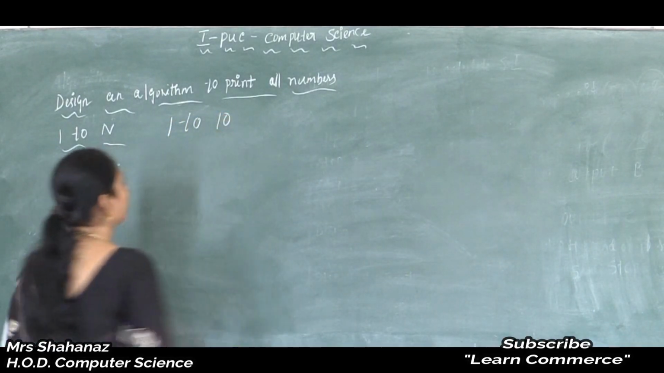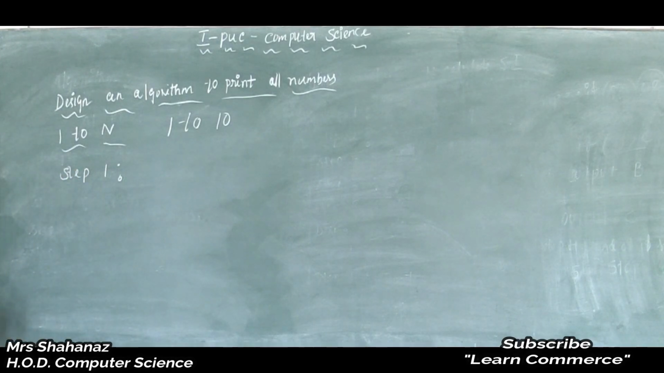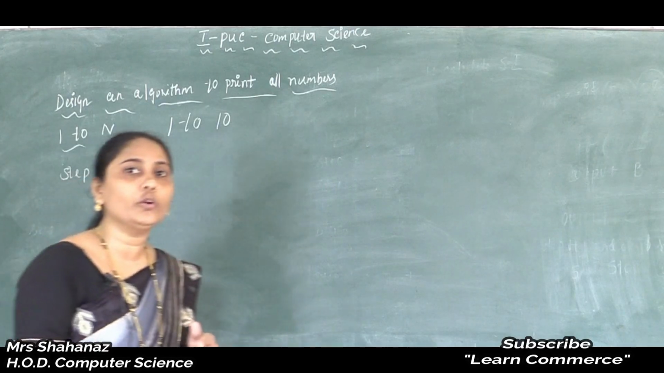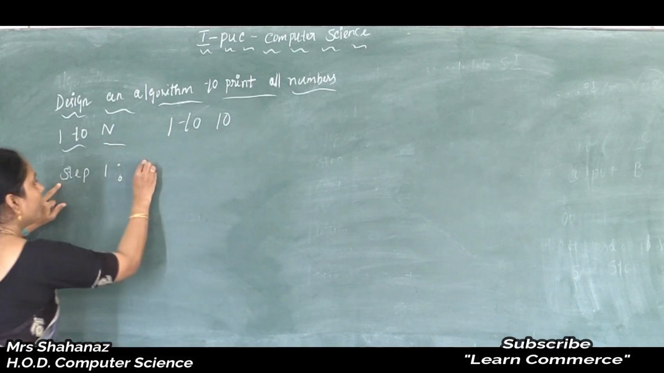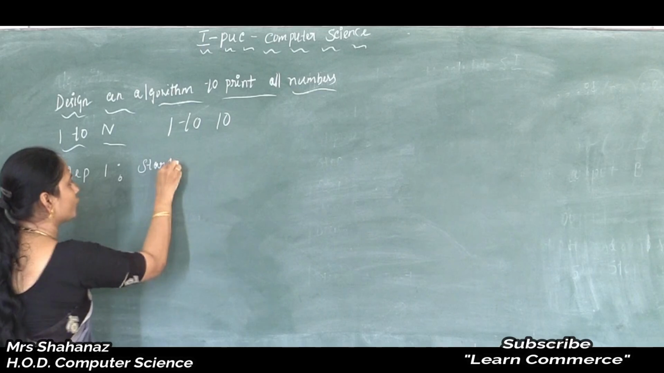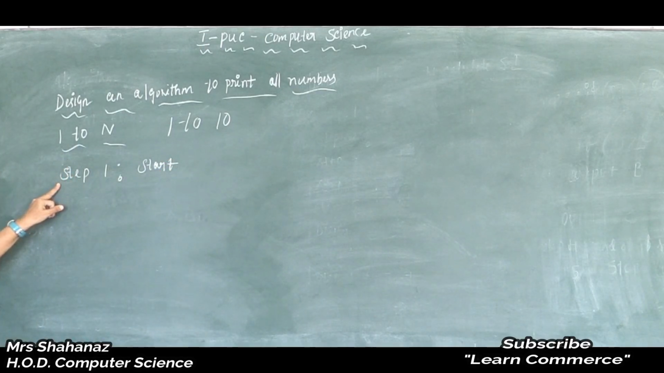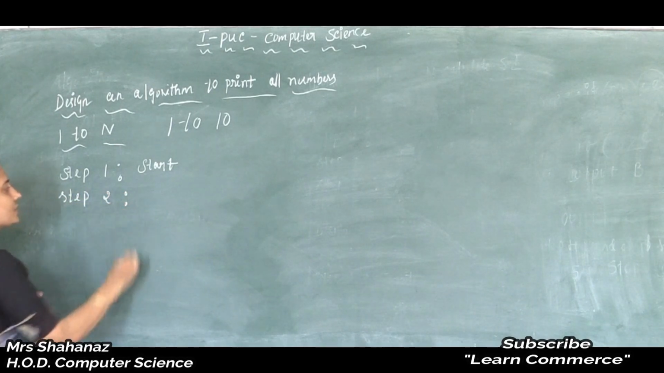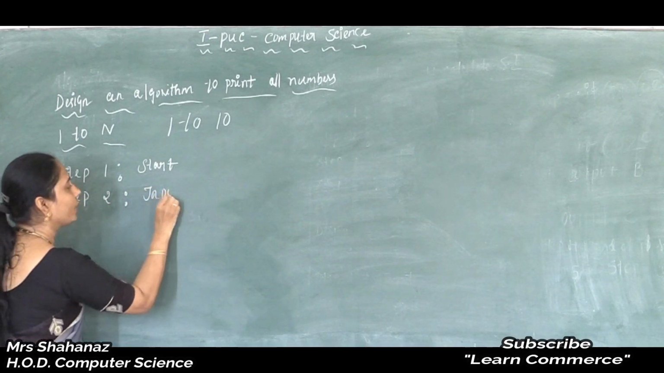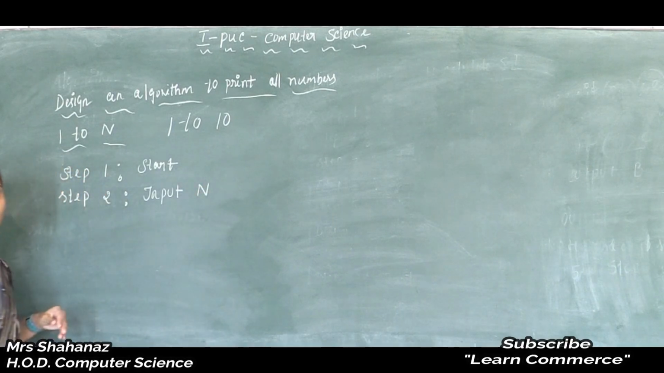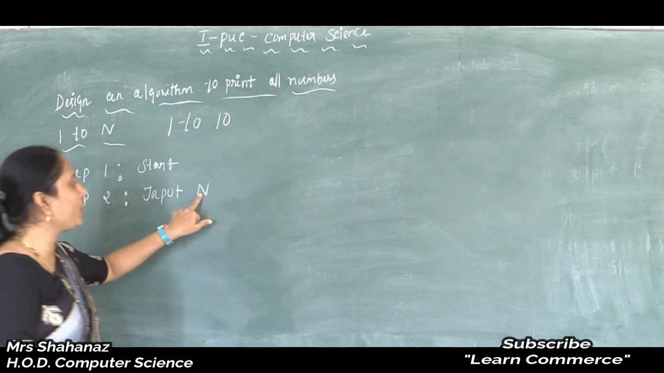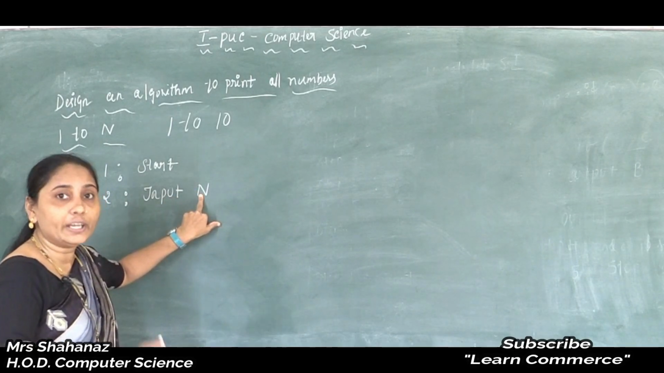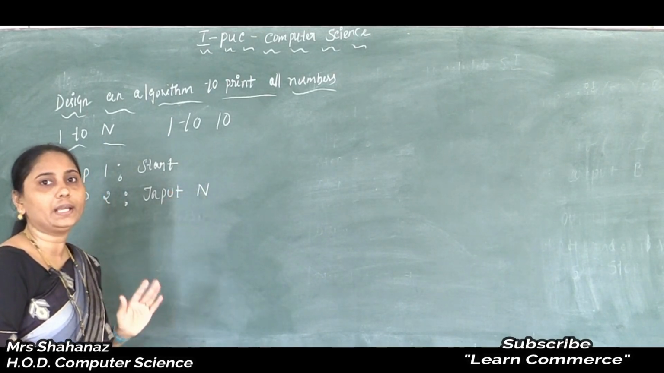I want to print the numbers from 1 to 10. So how to write the algorithm to print the numbers 1 to 10? In step 1, we know that we always start using the word start only, and later, next, step 2. In our step 2, the next thing is about our input n. This step 2 is the input n here.